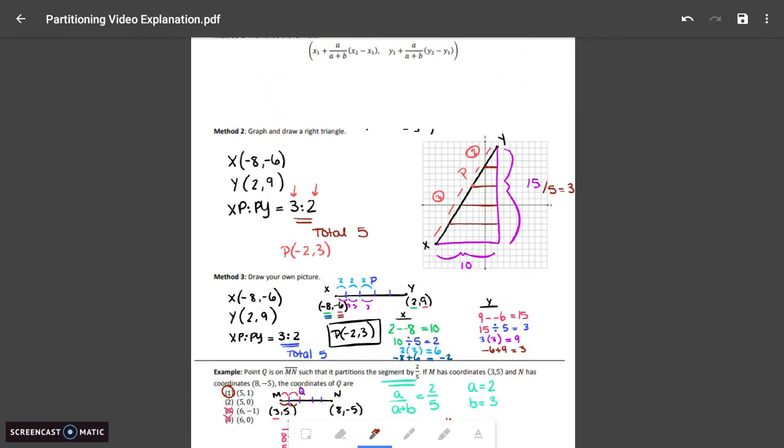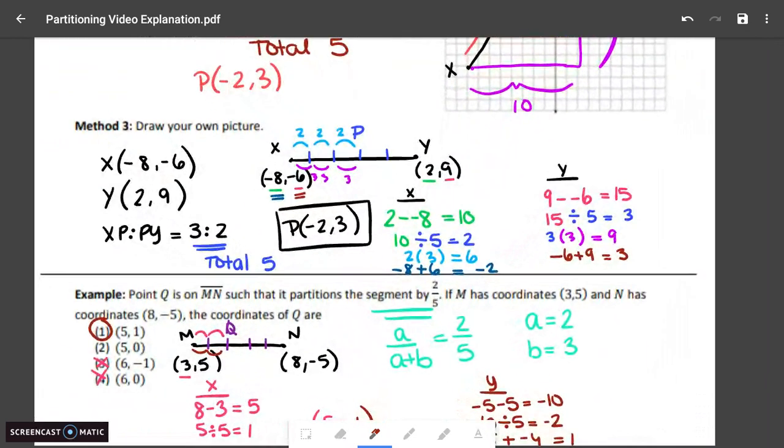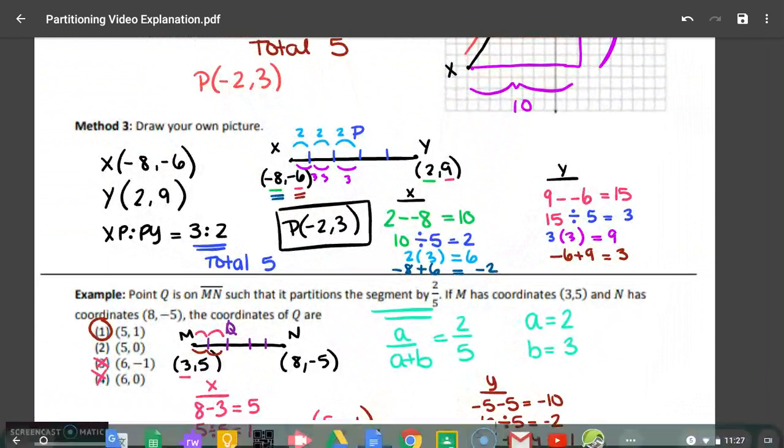Okay. So remember, you can do any of these 3 methods that you so choose to do. I personally like method 3. If you like 1 or 2 better, then that is totally fine as well.